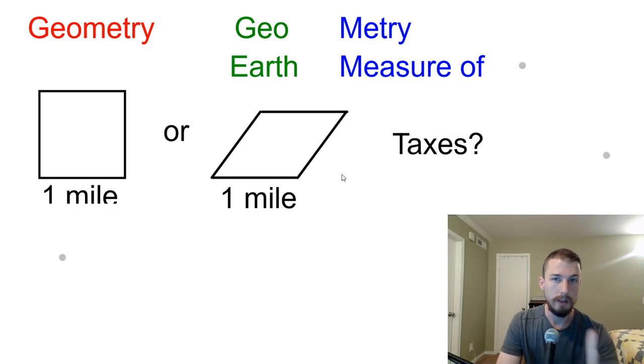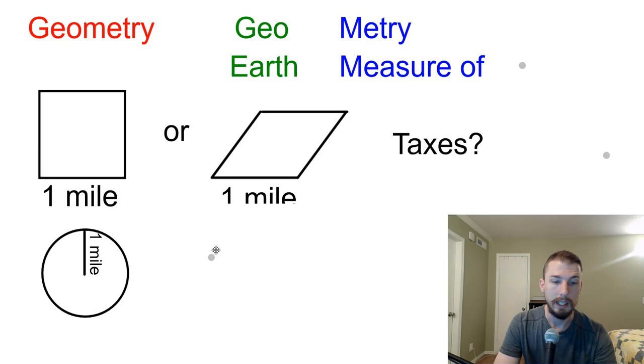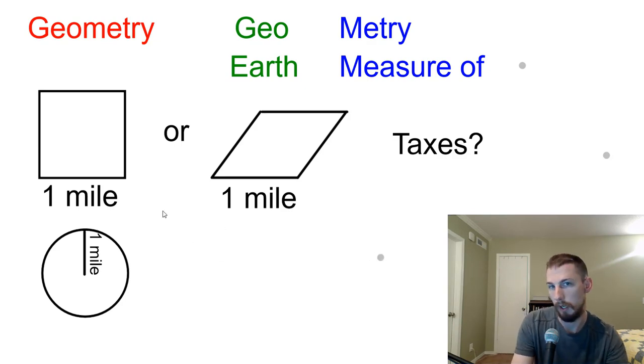Okay, then a next question I would have: instead of a square mile or a rhombus mile, what if we had a circle? A plot of land that was actually a circle, and it had a radius of 1 mile. Now this is obviously not drawn to scale. If it was, it would be clearly bigger, but I'm trying to trick you here. Which one of those would be the biggest?